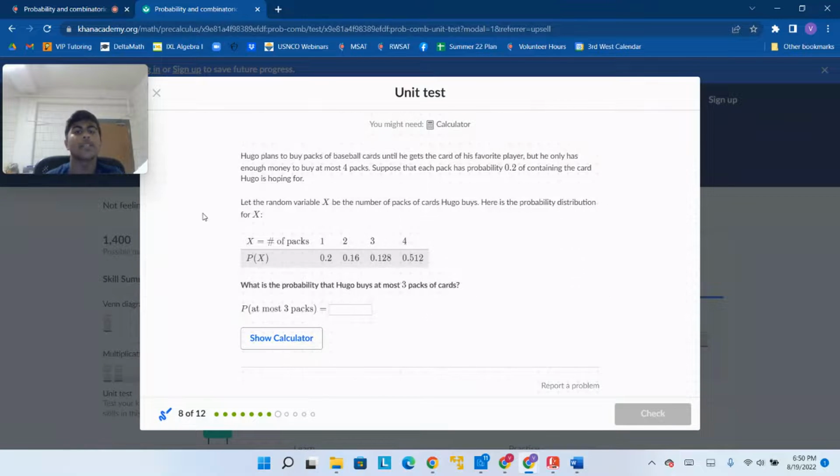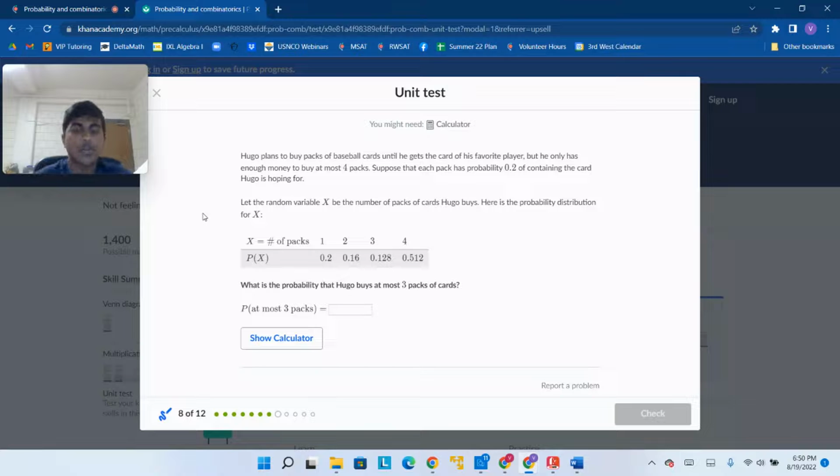Hugo plans to buy packs of baseball cards until he gets the card of his favorite player, but he only has enough money to buy at most 4 packs. So each pack has probability 0.2 of containing the card that Hugo is hoping for. Let the random variable X be the number of packs of cards Hugo buys. Here's the probability distribution for X. What's the probability that Hugo buys at most 3 packs of cards?